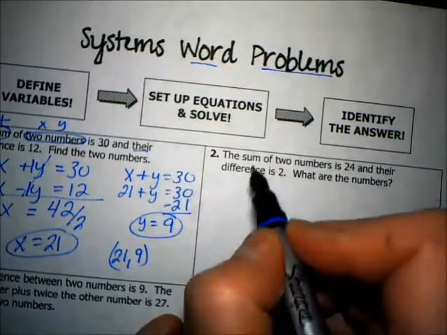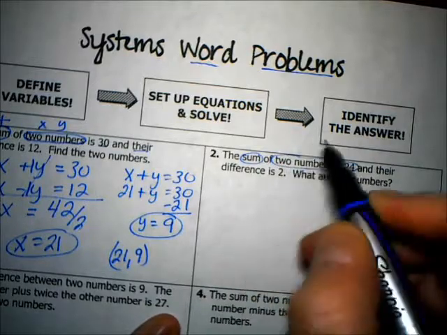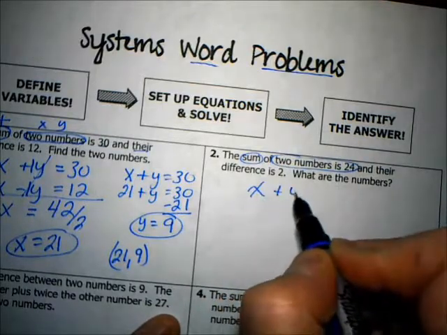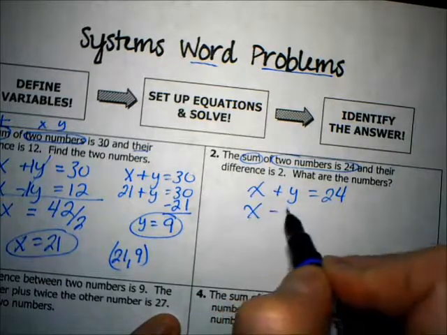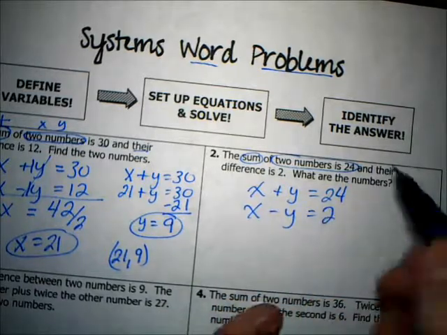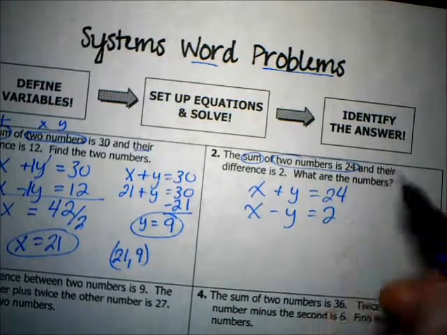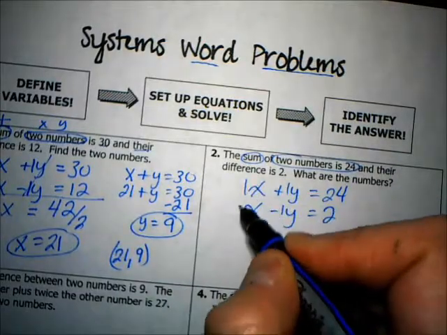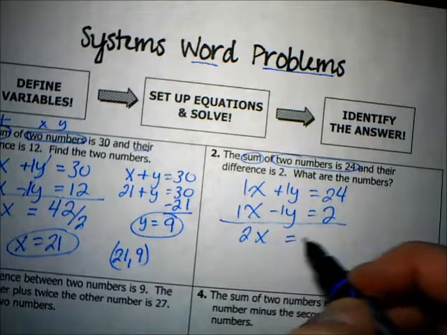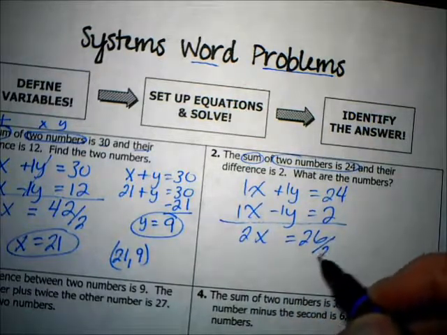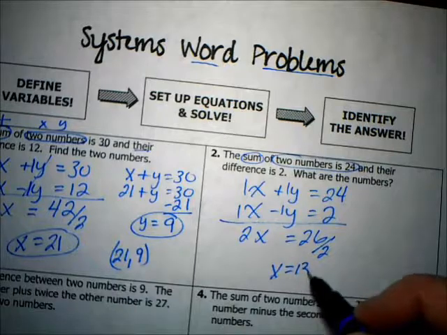If I go to number 2, it says the sum of two numbers is 24. So this is your x plus your y is equal to 24. Their difference is 2. And I want to know the two numbers. These are almost identical to each other. So if I put the ones in front of my x's and my y's, that means I'm going to have 2x is equal to 26. Divide by 2, and x is equal to 13.